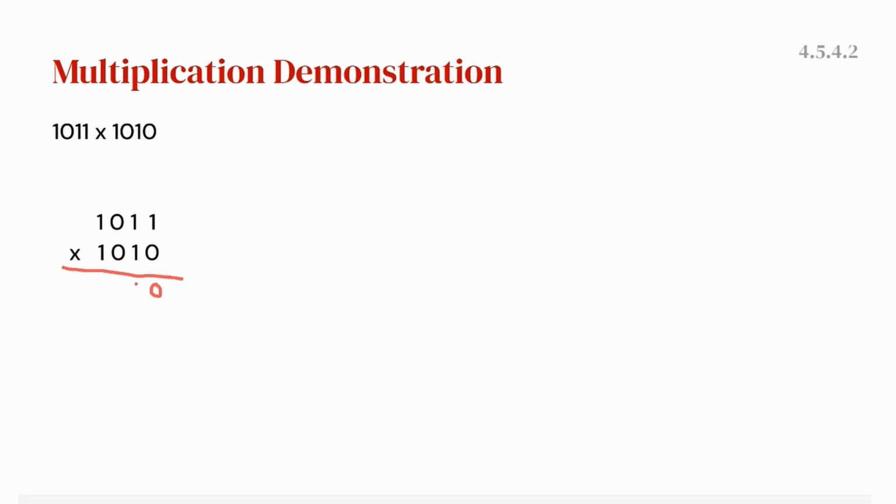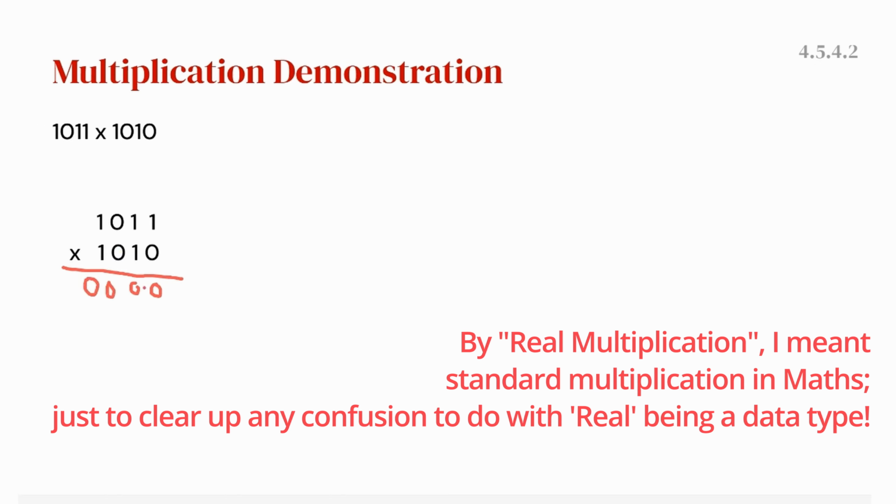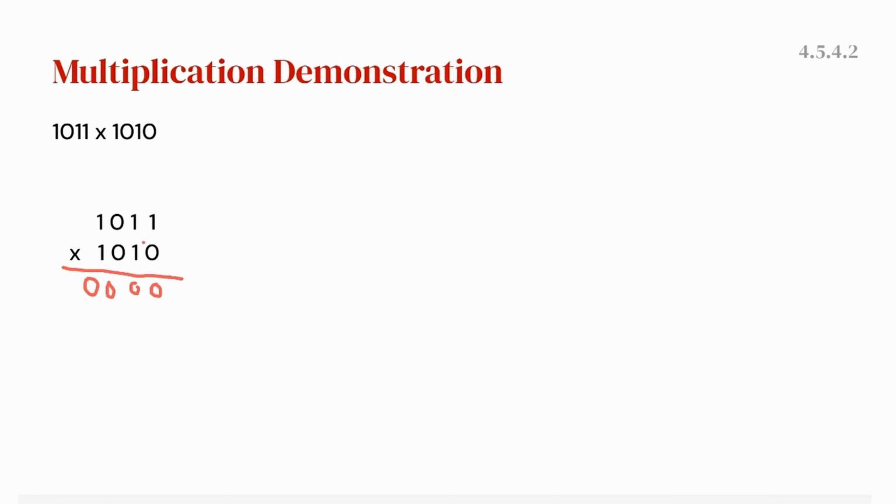0 times by 1 is 0. 0 times by 0 is 0. 0 times by 1 is 0. And in real multiplication, you should know that when you move on from this bottom rightmost value to the next one, you put a 0 at the end here because you're going up. Now you know 1 times by 1 is 1, 1 times by 1 is 1, 1 times by 0 is 0, 1 times by 1 is 1. You can see that this is pretty simple.